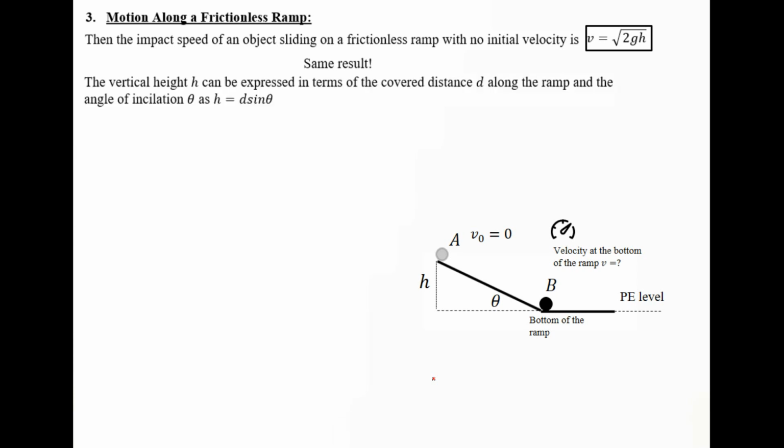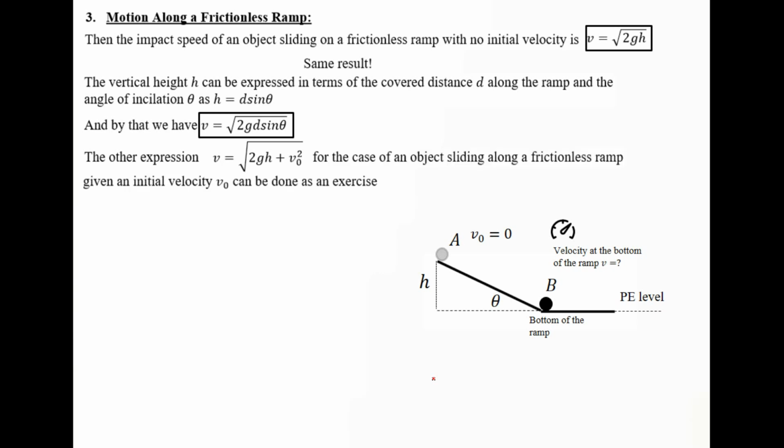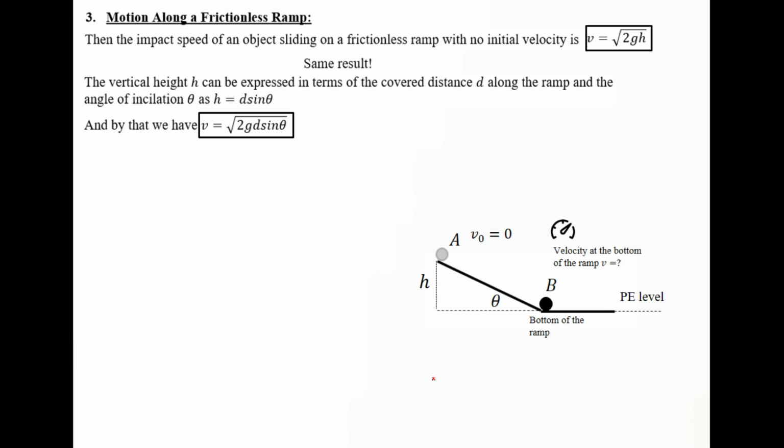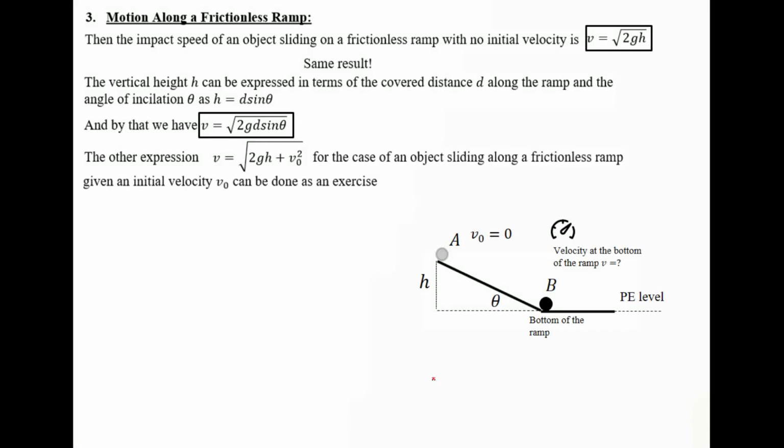The vertical height h can be expressed in terms of the covered distance d along the ramp and the angle of inclination theta, as h is d sine theta, and the speed can be expressed as radical 2gd sine theta. So this is for the case with no initial velocity. With initial velocity, it is given by radical 2gh plus v0 squared, for the case of an object sliding along a frictionless ramp with a given initial velocity v0, and this can be left for you as an exercise.